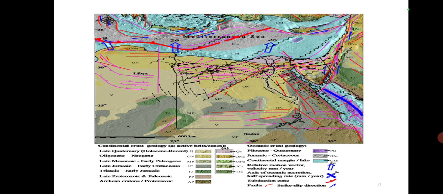Then the thin red lines show the fault lines, and subduction zones are also shown with thick red lines. There is also an arrow marked as subduction, which means one layer may go down below the other. And the strike slip direction is shown using the blue line with the half arrow. We have learnt about strike slip in faults.